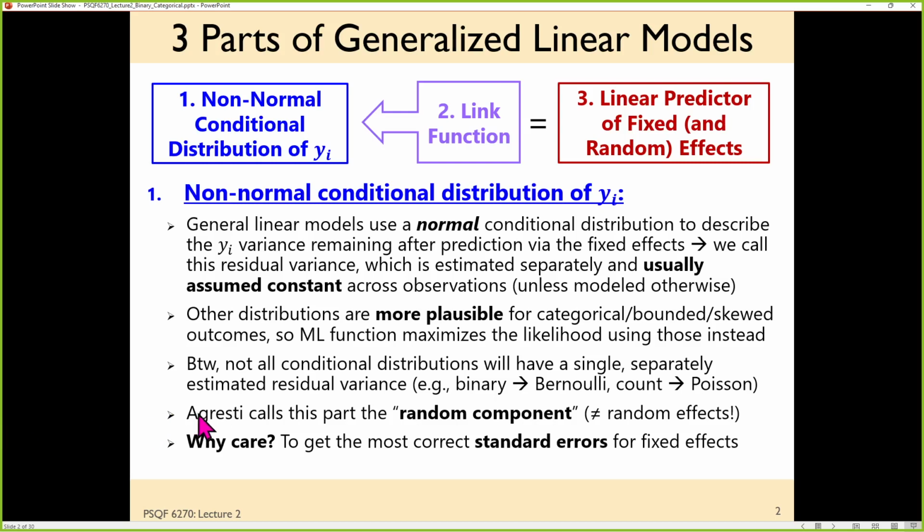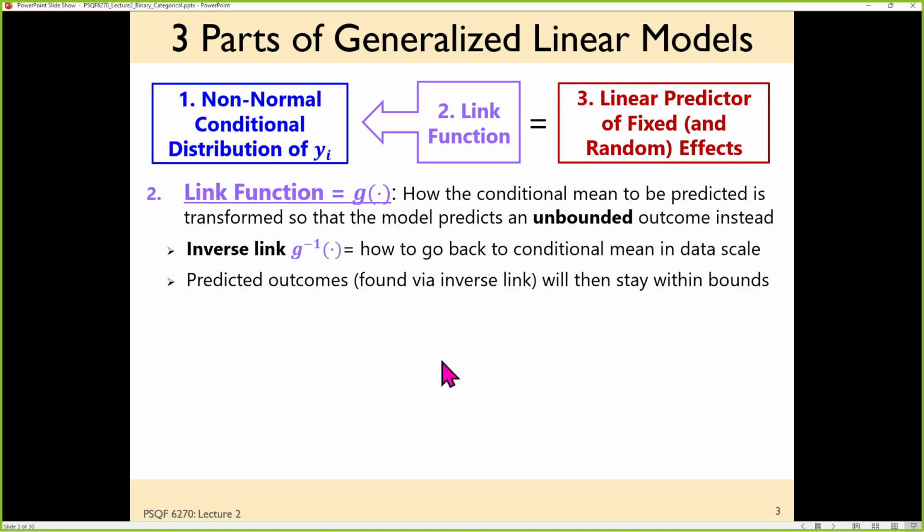But on that note, Agresti calls this aspect of what the conditional distribution should be a random component of the model. Now that's all well and good, but it is not a synonym for the term random effect, which is, for those of you who are in the multi-level or longitudinal classes, different. That is not the same thing. Even though they use the term random, it's not the same. So just a disclaimer there.